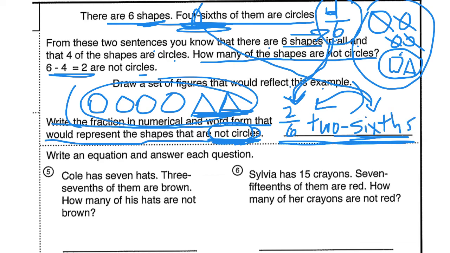SIXTHS. Make sure you spell that correctly. You might have to pause the video and erase and change your answer right now. Here we go with number 5. Write an equation and answer each question. So don't forget to do this part.